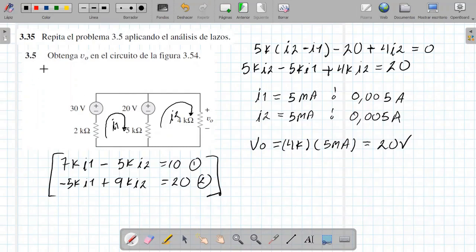You can check the 3.5 video and you will realize that the result is the same. See you in the next exercise.